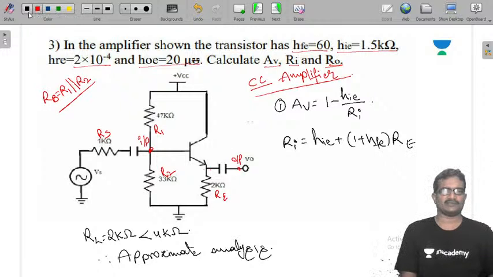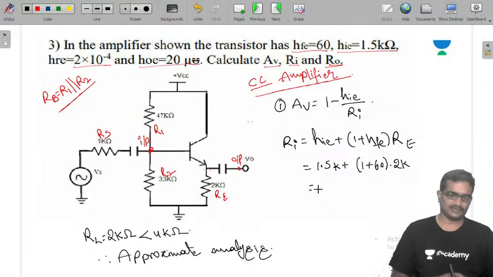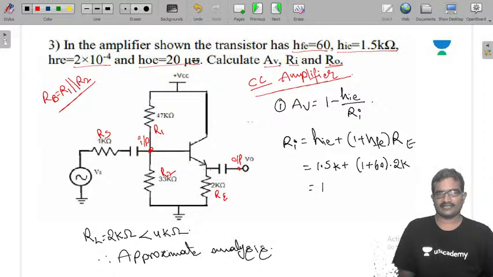Now just substitute the values in this. HIE 1.5K plus 1 plus HFE, 60, into RE 2K. So which is 61 into 2, 122, plus 1.5, 123.5K. That is the RI value.